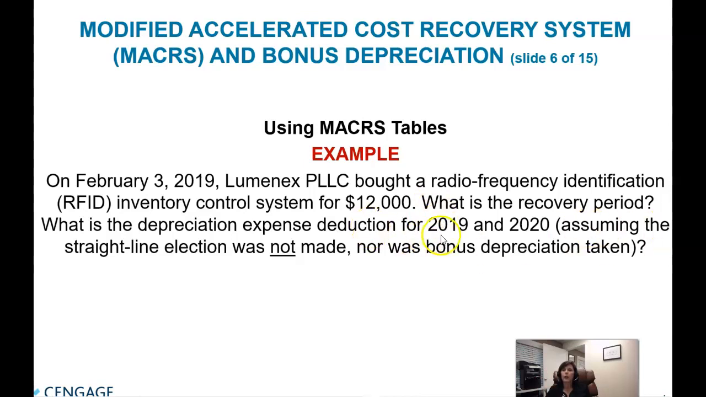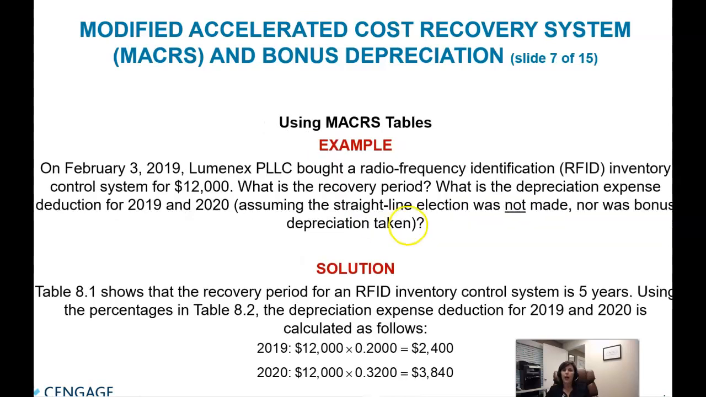What are we going to take for 2019 and 2020? So again, we've got the half year in the first year placed in service, and then we take the full year depreciation until we get to the year beyond, year 5, where we can take the other half of the year. So we go to our table under the 5-year, and we see that we can take 0.2 or 20% in year 1, and then 32% or 0.32 in year 2.